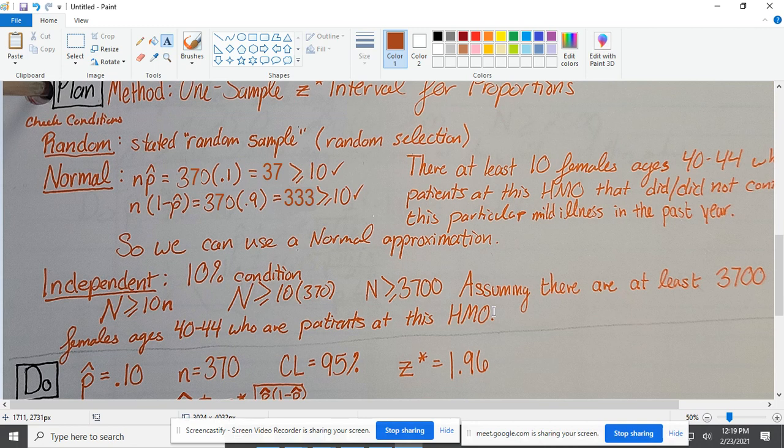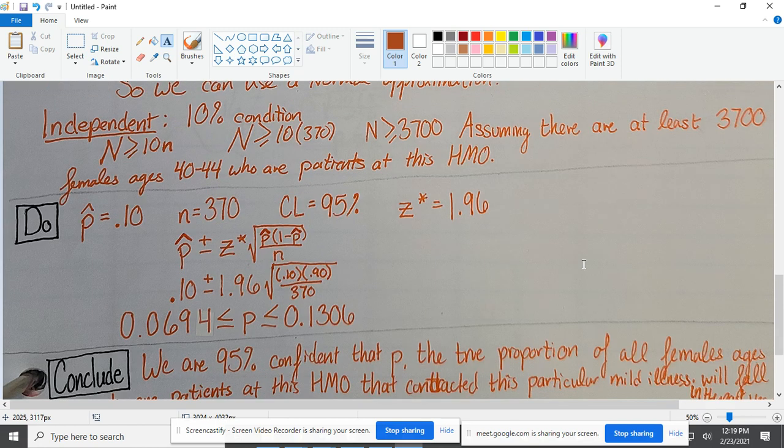Independent, 10% condition. Again, I've been happy with this pretty much all the way through. Some people start to get lazy and forget to write 10% condition or just kind of forget to think about it. So you need the word independent and the words 10% condition. We get 3,700 here. So assuming there are at least 3,700 females ages 40 to 44 who are patients at this HMO.